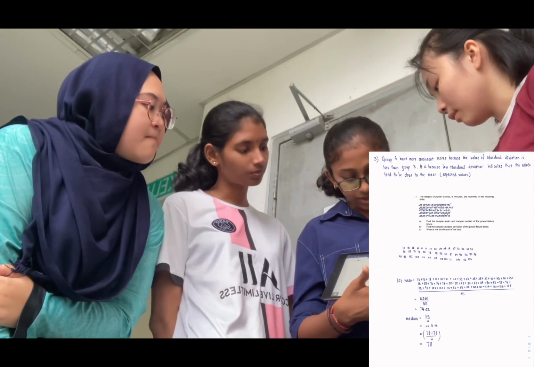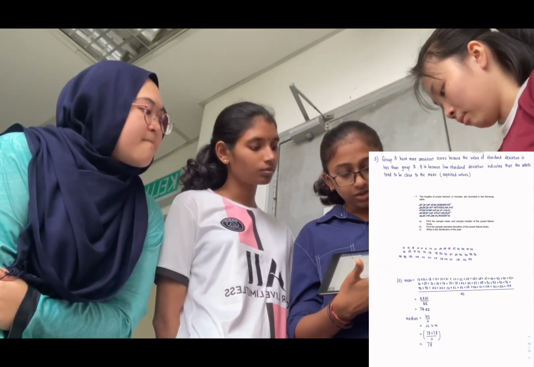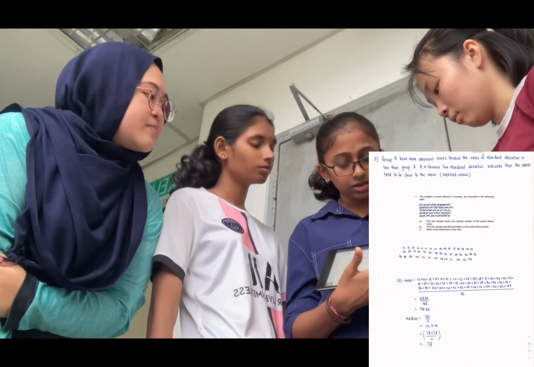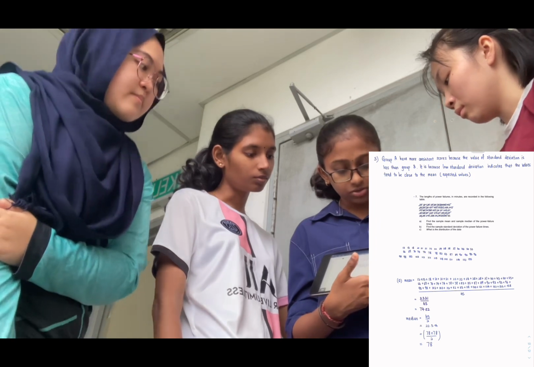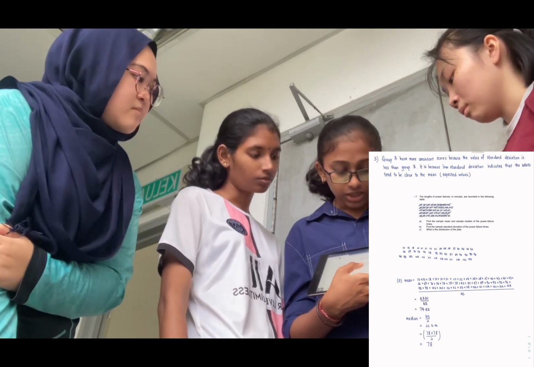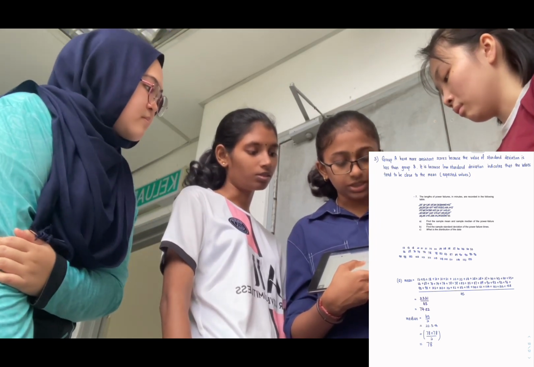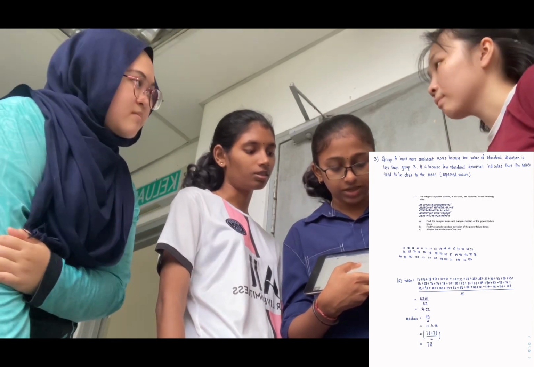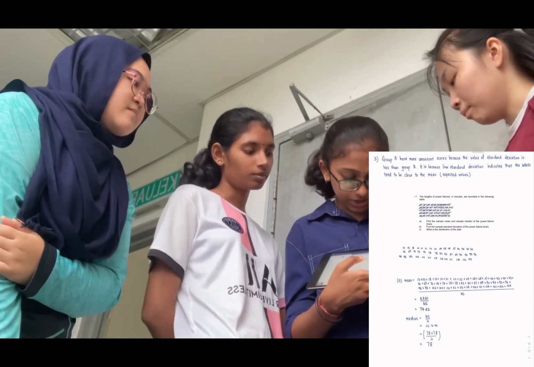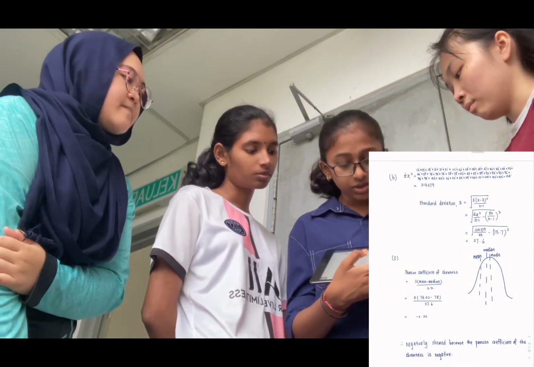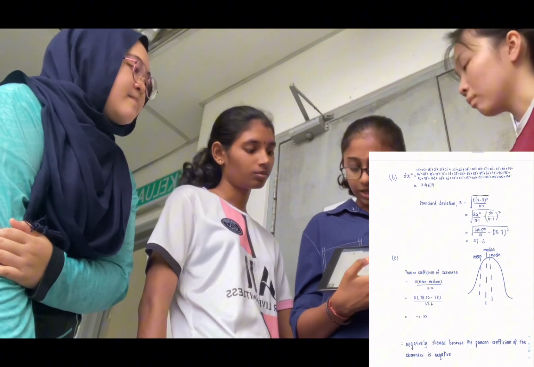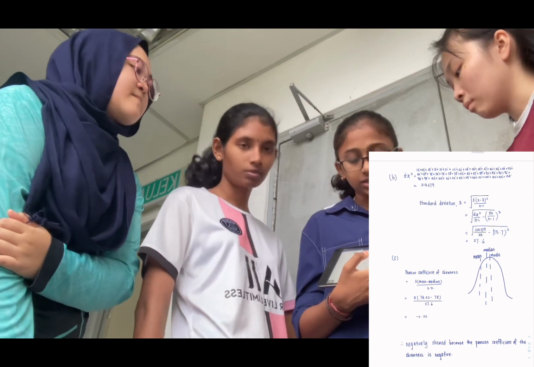For number 7, we need to find the mean and median first. For the mean, we use the sum of all the values over n, and we get the mean 74.02. For the median, 45 over 2, so we get 22.5. Then we sum both values, 78 plus 78, and we get the median 78. For B, we need to find the standard deviation, so we use the formula and replace all the values, and we get 37.6, which is the standard deviation.